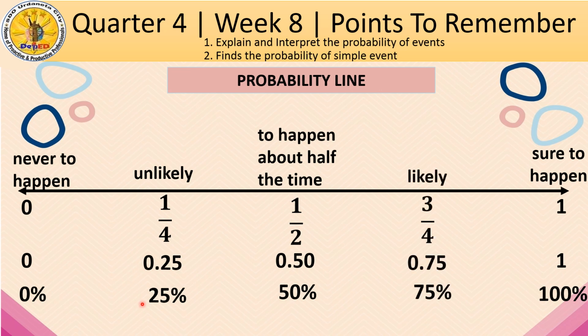And lastly, between 1/2 to 1, if the probability of an event is between 1/2 to 1, it is likely to happen, or it has a greater chance to happen. For example, if an event has a probability of 3/4, we can also say that its probability is 0.75 or 75%. So take note of the probability line.